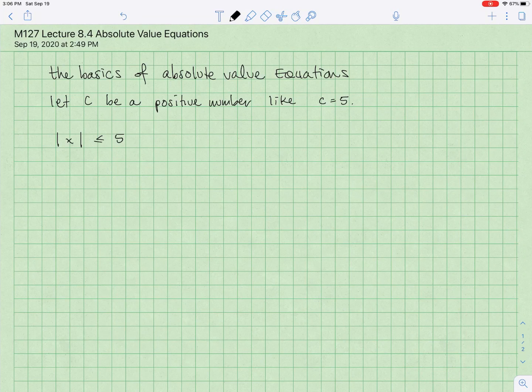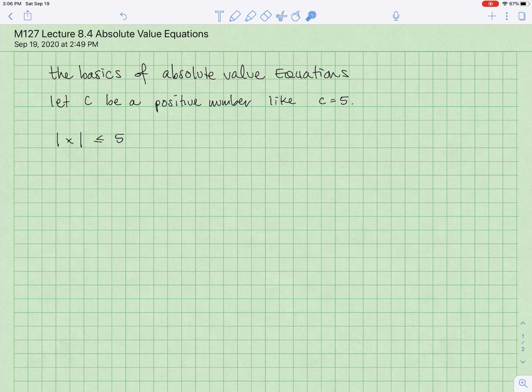This is the video for section 8.4 of your textbook on absolute value equations. And we're going to talk about the basics of absolute value equations. So let's let C be a positive number. And so just so that we're not working with a generic value C, let C equal something like 5.